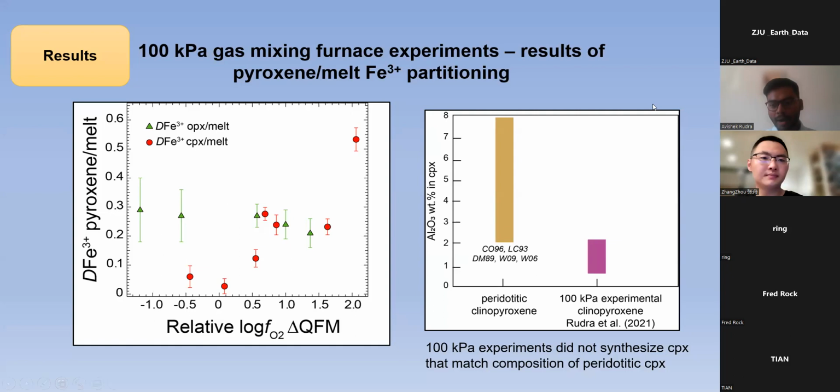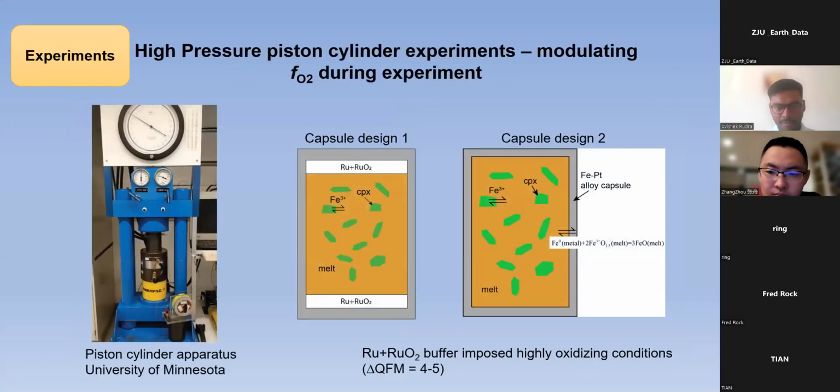So we need to grow pyroxenes which have aluminum concentrations very similar to what we see in natural peridotite xenoliths. So we set out to do high pressure experiments, but these are more challenging because the volumes are smaller and you have less control over the temperature or the FO2 of the system. So for these high pressure experiments, we also wanted to regulate or modulate the FO2 of the system, and we did that with two different capsule designs.